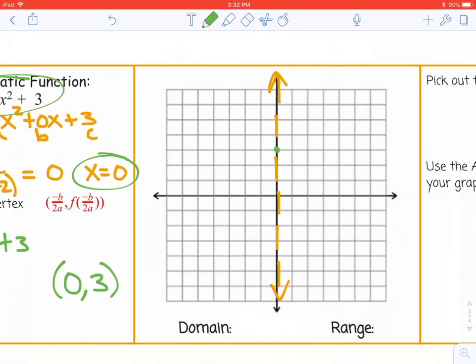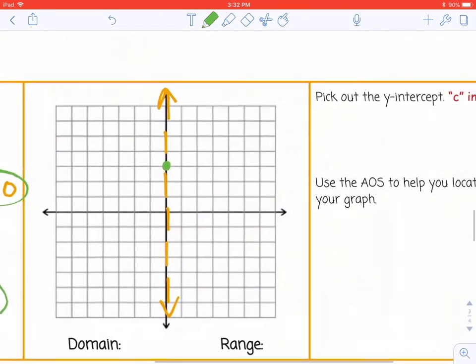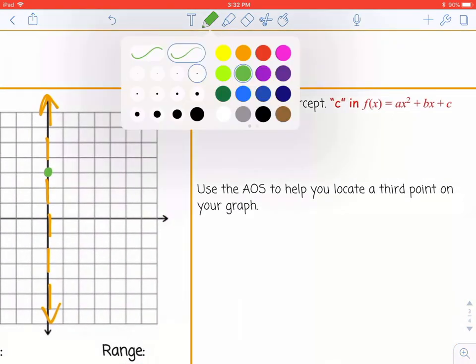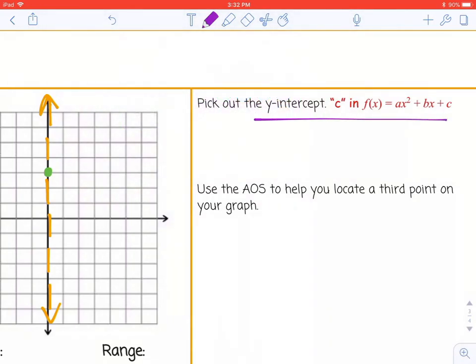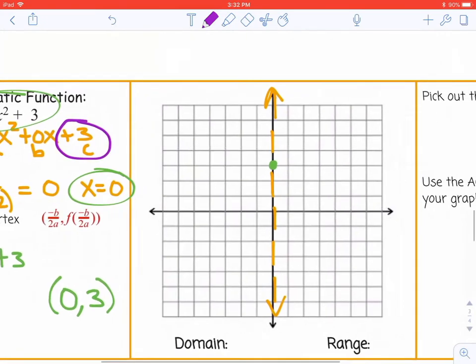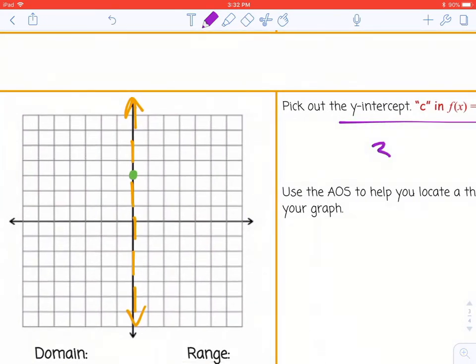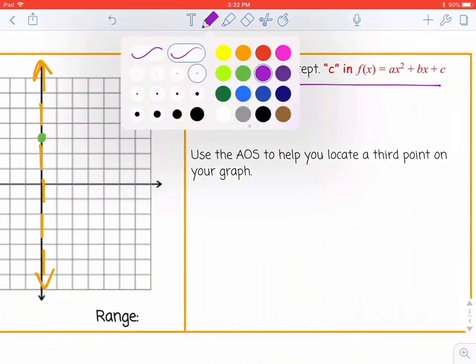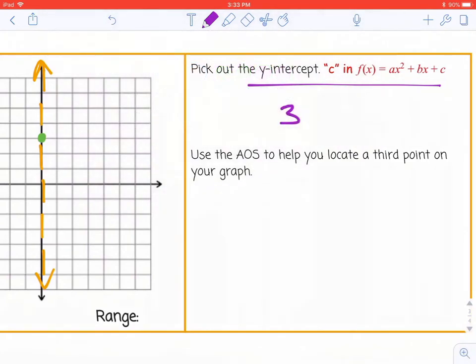So if we go up 3 and put our vertex, then when we go to pick out our y-intercept for this one, notice our y-intercept of 3 is already where our vertex is sitting. So they're actually the same point. So we're going to use our axis of symmetry again, but we need to use it a little more than we did on the past examples to help us find another point to graph.